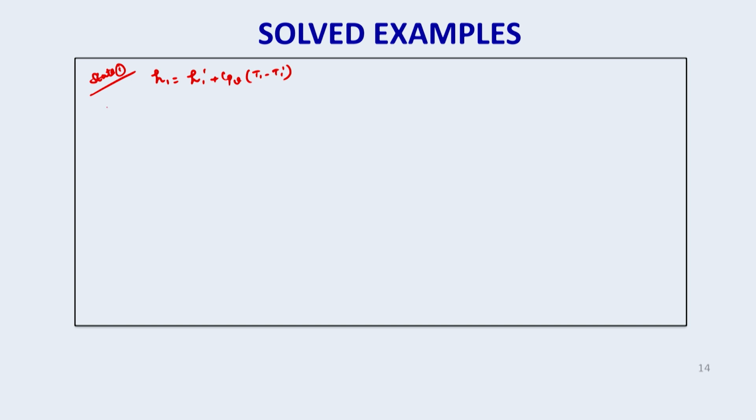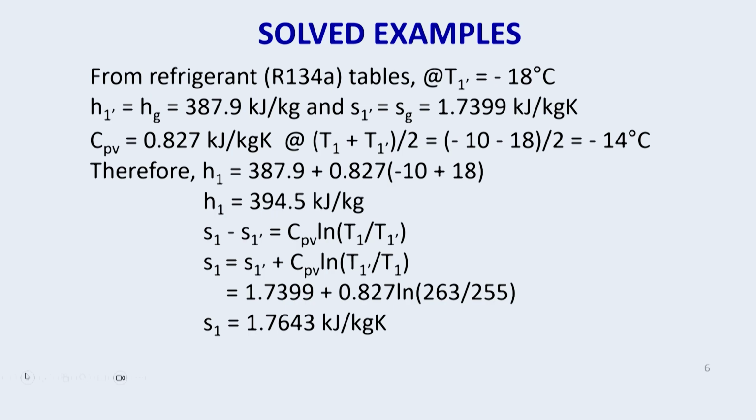So here H1 is equal to H1 dash plus Cp of vapor into the temperature difference. Let us first find out the average temperature, where Cp of vapor is to be evaluated at the average temperature of T1 and T1 dash by 2. Since both temperatures are known, T1 is minus 10, T1 dash is minus 18, divided by 2. So that is equal to minus 14 degree centigrade. That is what I have written here.